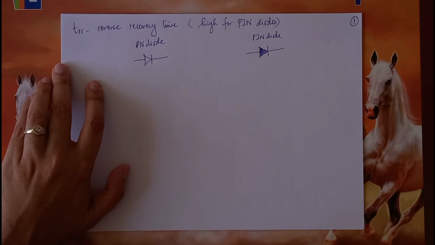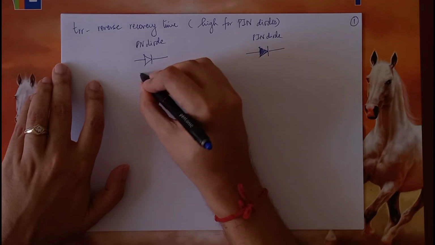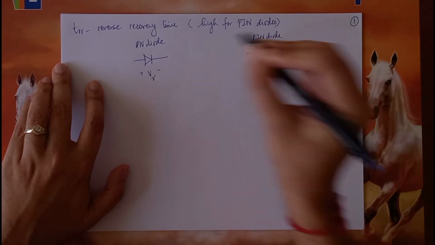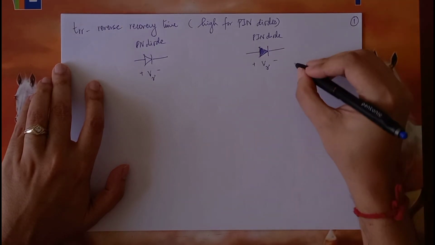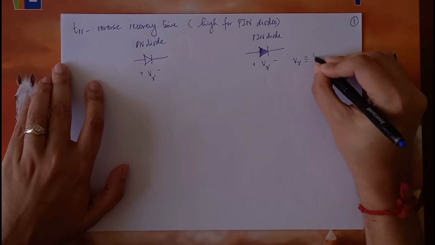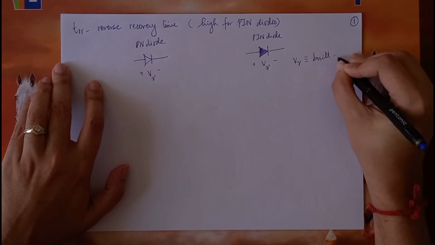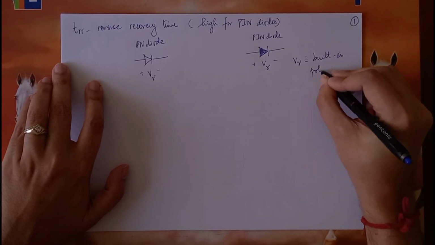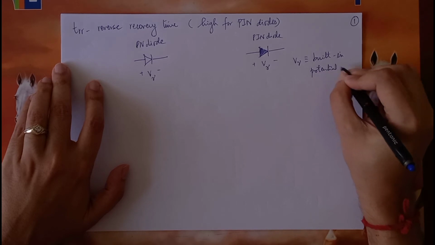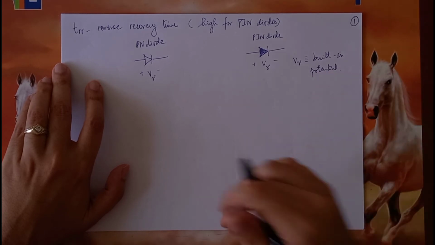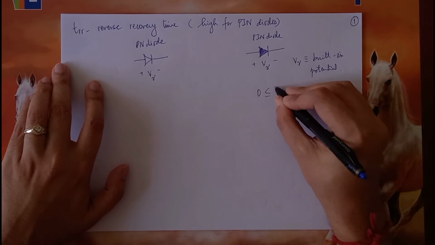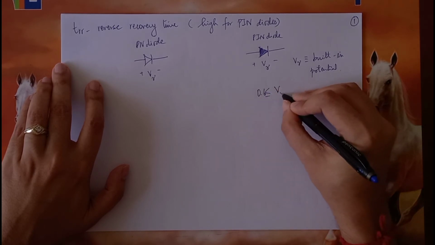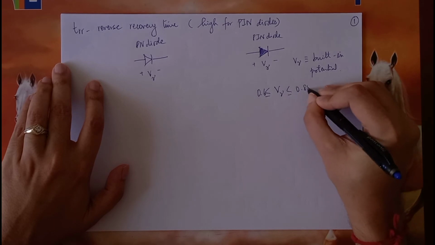Each of these diodes has something called V gamma, and this V gamma is nothing but the built-in potential. So generally for silicon diodes, this V gamma is in the range of 0.6 to around 0.85 volts.